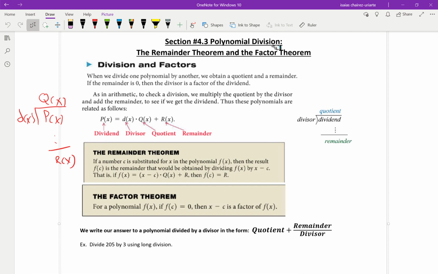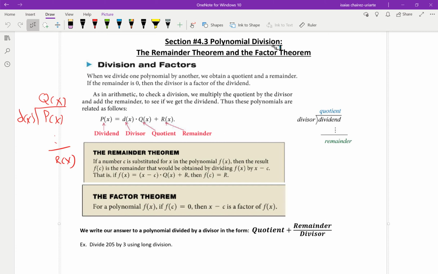Another thing from 4.1 and 4.2 that we gathered was that if we know the multiplicities of our x-intercepts, depending on whether the multiplicity is even or odd, we know whether or not the graph crosses the x-axis. It touches the x-axis and bounces off when the multiplicity is even, or crosses the x-axis when the multiplicity is odd.